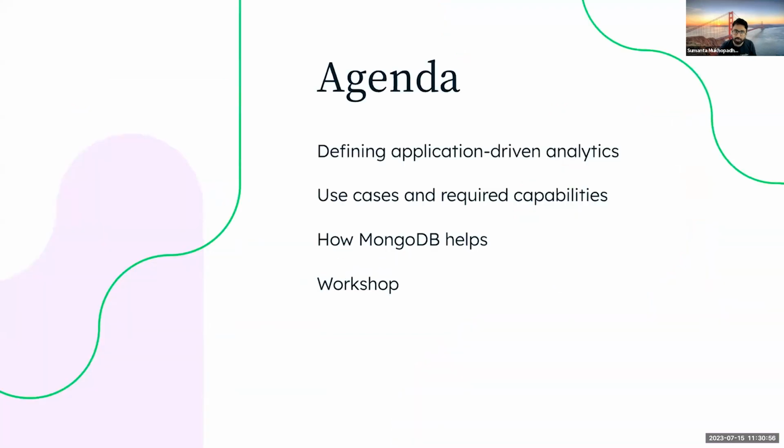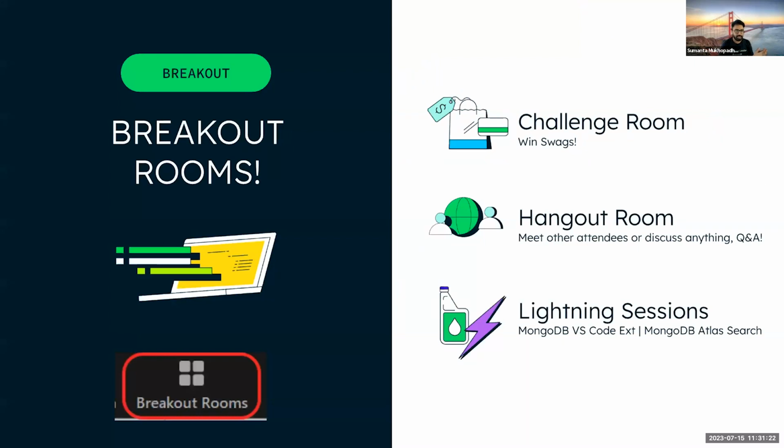So coming back to our agenda, we will be defining application-driven analytics. We will be talking about the use cases and the required capabilities. We'll also discuss how MongoDB will help with it and how MongoDB will surpass these things. And we will be having a workshop, right? As explained earlier, we will have challenge rooms for swags, hangout rooms where you can meet other attendees, and lightning sessions, which will be taken by the other fellow speakers.